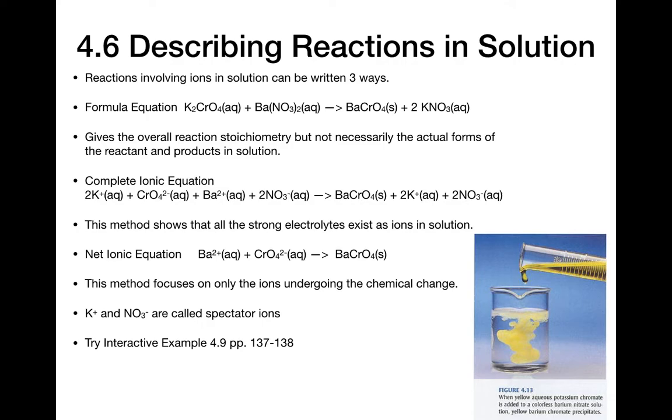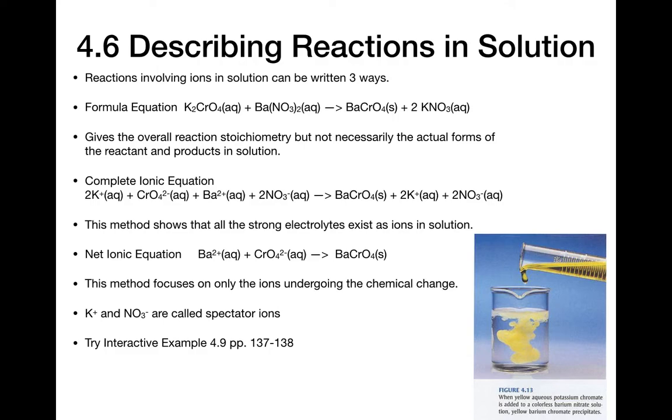It does not show the ions that are not involved in the precipitation reaction. So there may be some confusion as to what's going on with those. We actually call them spectator ions. By focusing on only the ions undergoing the chemical change, we leave out the spectator ions, K+ and NO3-. So for practice on writing formula equations, complete ionic equations, and net ionic equations, you can try interactive example 4.9.